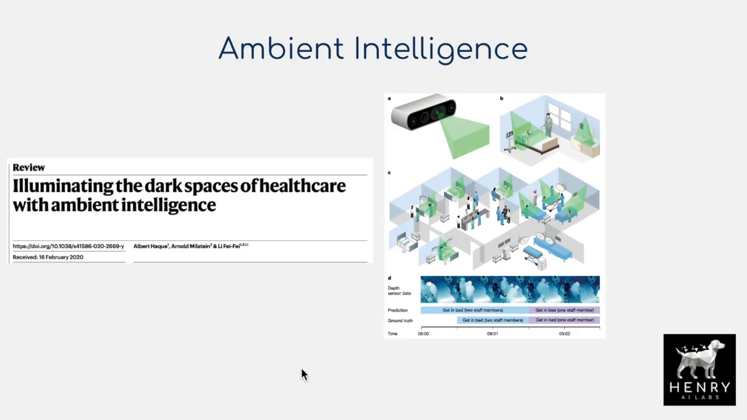Illuminating the dark spaces of healthcare with ambient intelligence describes many different ways that computer vision could help to collect more data and improve operations in hospitals by doing things like monitoring activities in ICUs to avoid ICU-acquired weaknesses, all the way into surgery training, hand washing detection, and a long list of applications mentioned in this survey paper about how computer vision could improve operations in hospitals.